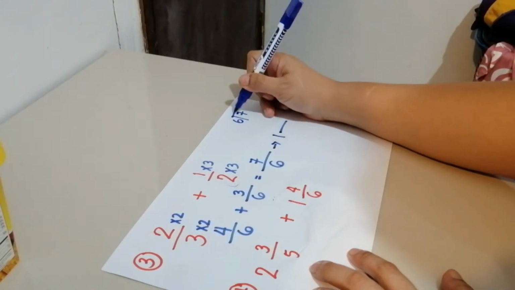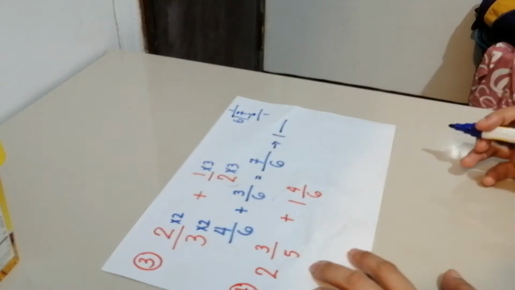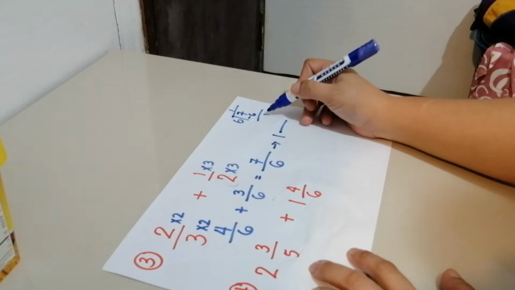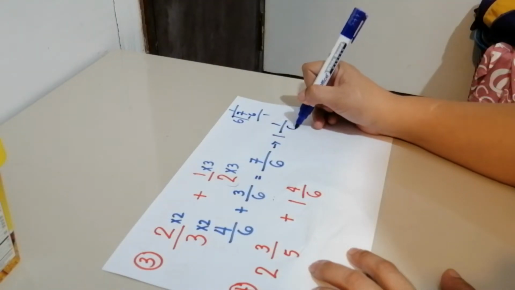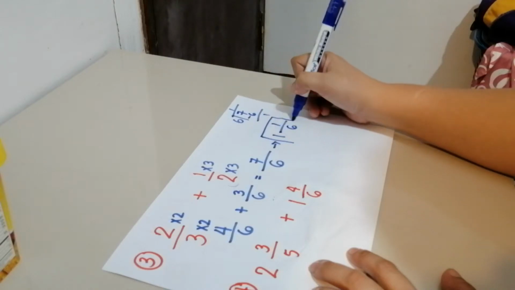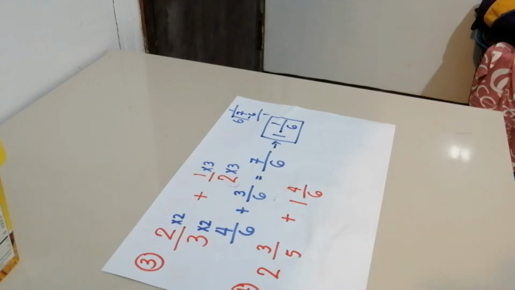7 by 6, 1. 1 times 6 is 6 minus 1. So, yung 1 na remainder dito, yun yung magiging new numerator. And then, just copy the denominator. So, the final answer for this one is 1 and 1/6.